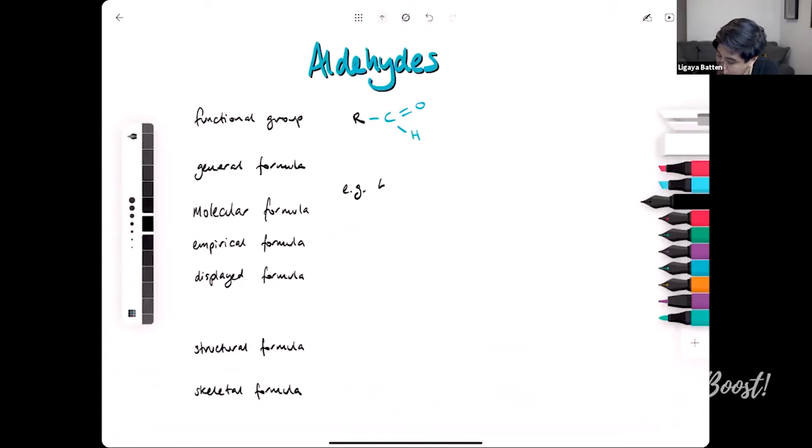Example, butanal. So aldehydes always have this AL naming at the end, and this functional group is always at the end of the chain. So butanal would be 4 carbons in a row with this double bond O and this H here, showing all of the bonds, all of the H's. This butanal would be C4H8O.